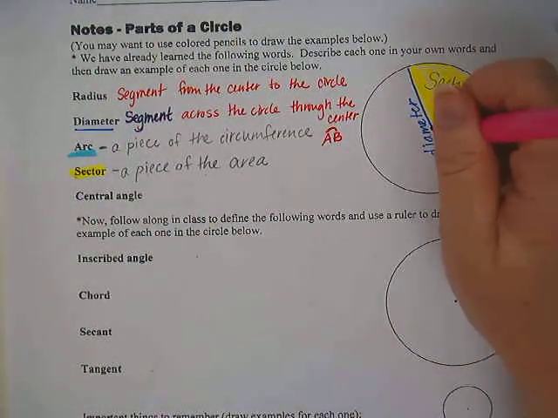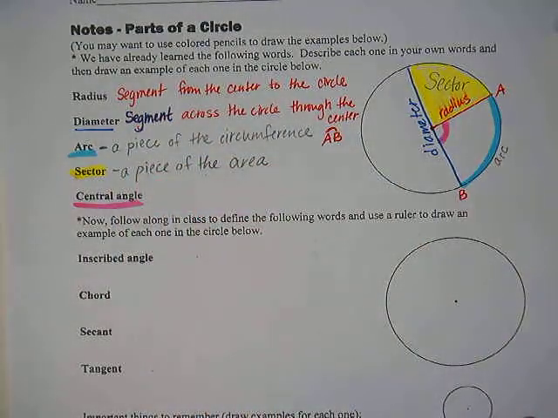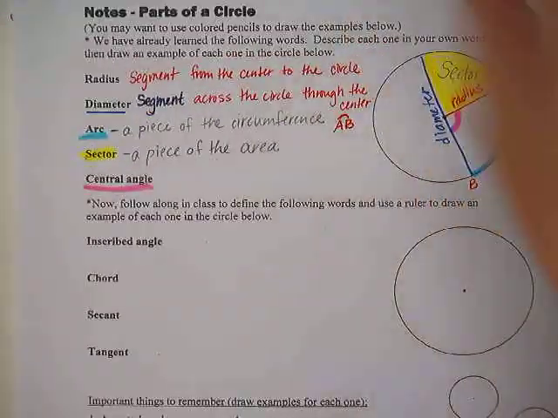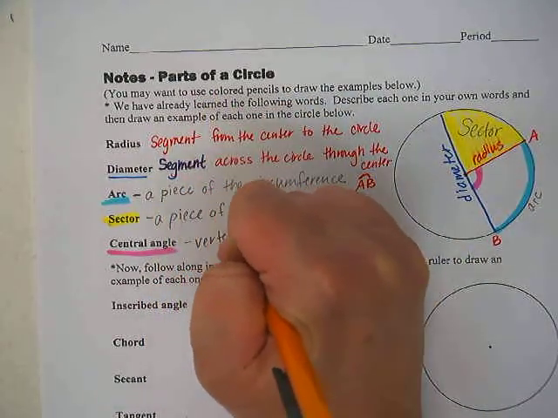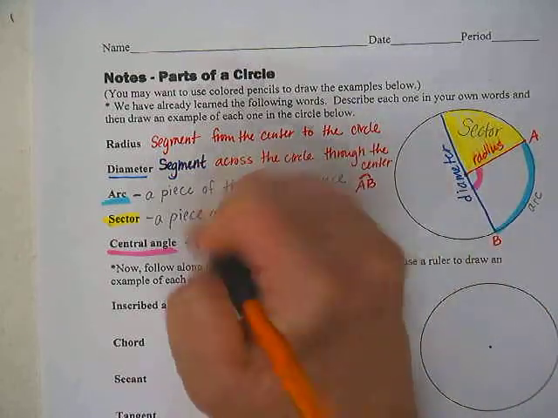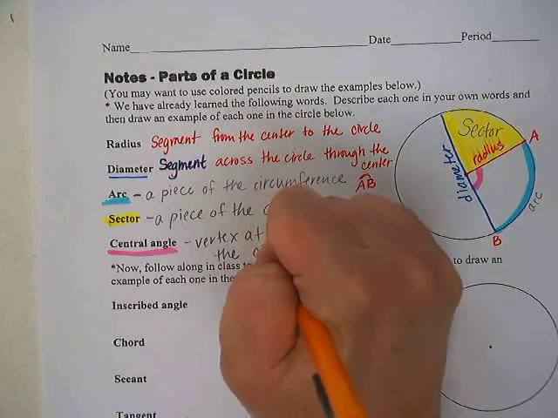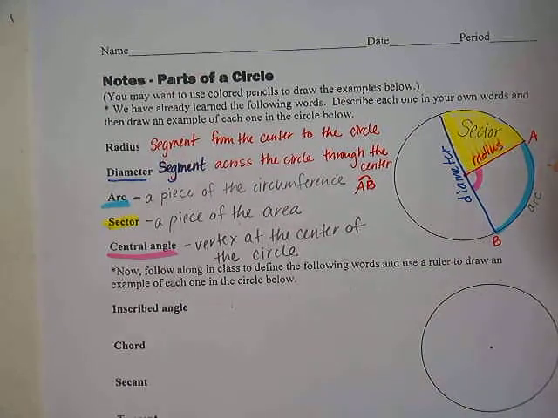The last thing that we already know that we're just going to review on this circle is a central angle. So this angle right here is a central angle. A central angle always has its vertex at the center of the circle. So those are just some different words to be aware of that we've learned before that we just needed to review, make sure we remembered what they meant.